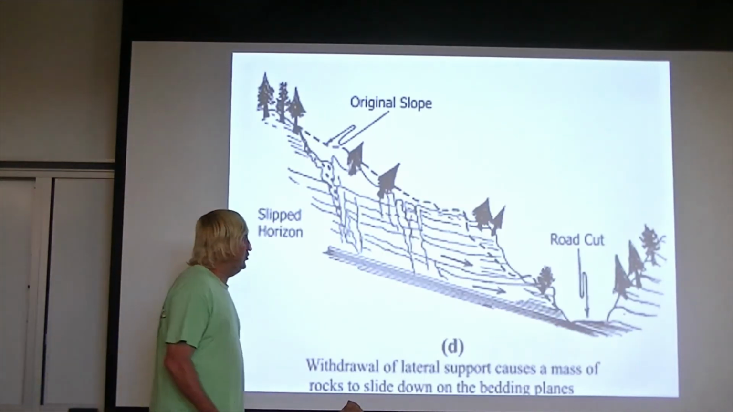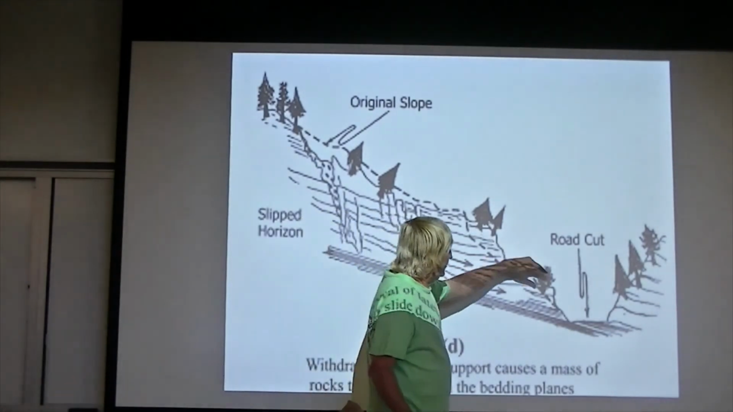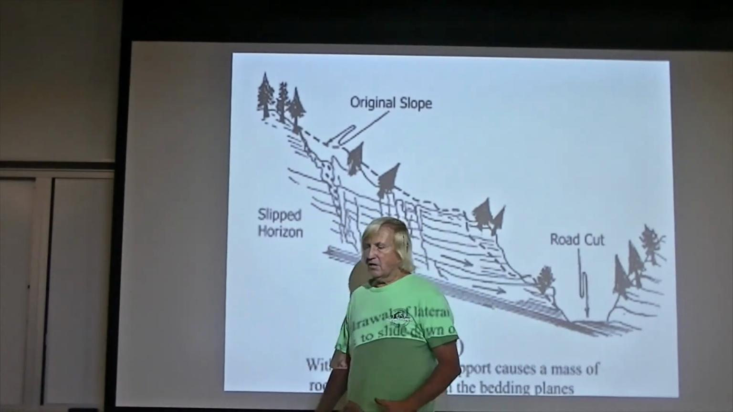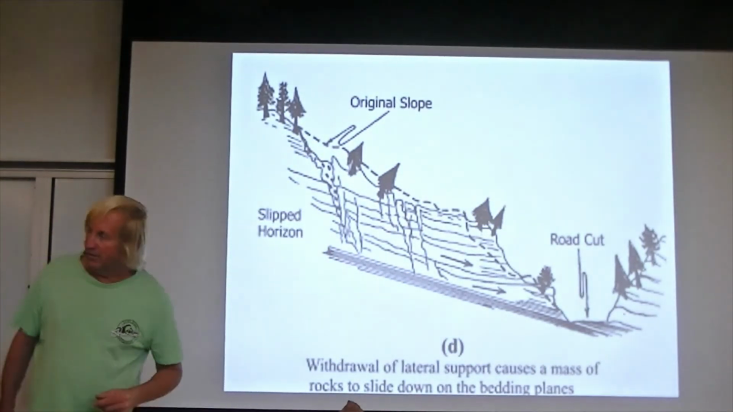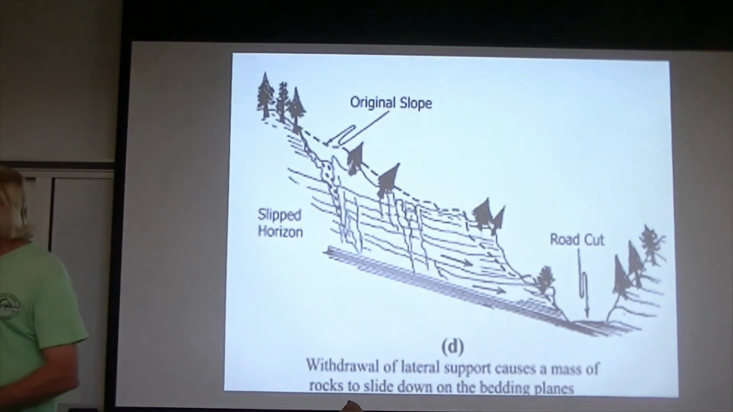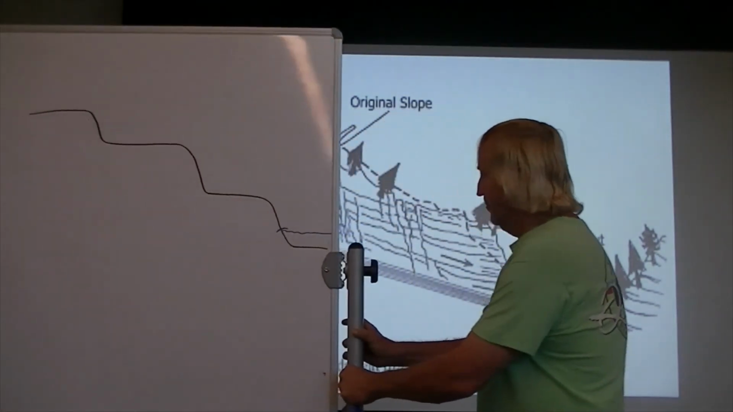What we tend to do is we cut out the toe of a hill. So by removing the toe, you now take all of the pressure that was once distributed across the hill, and we increase the vulnerability.